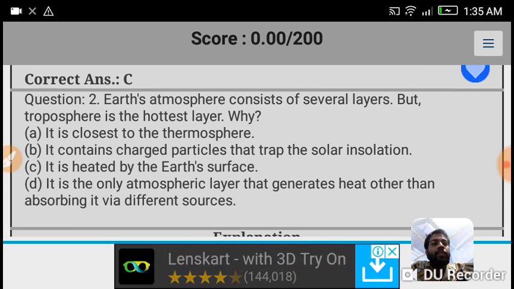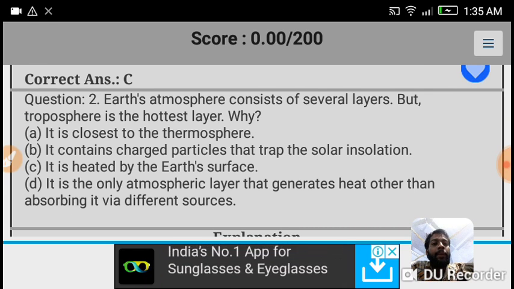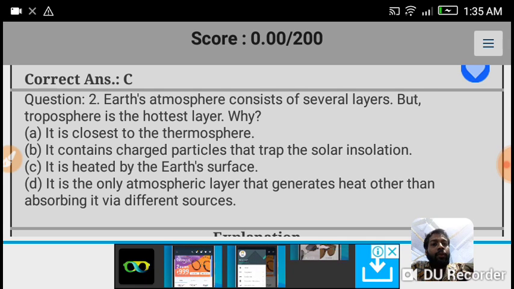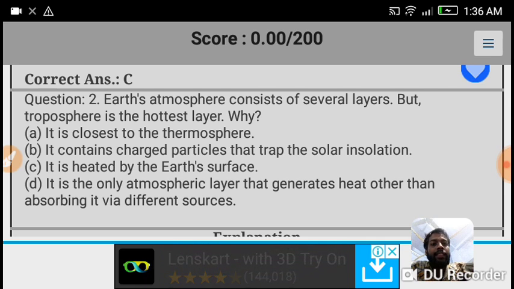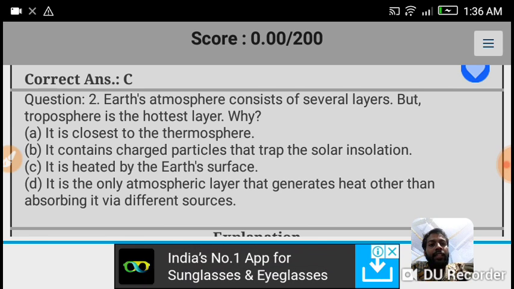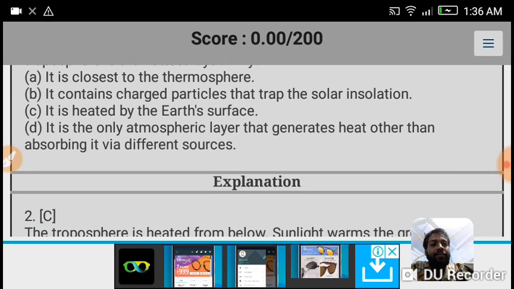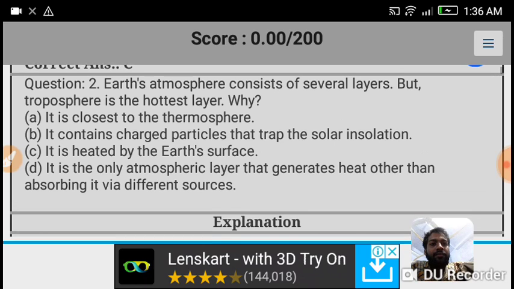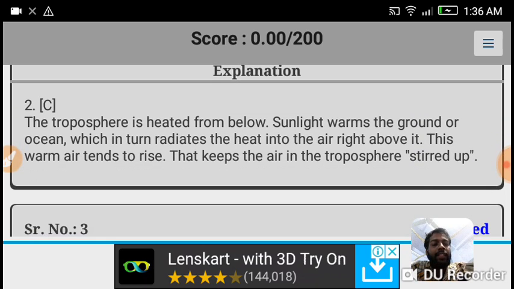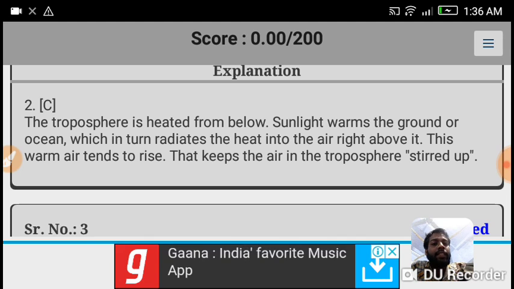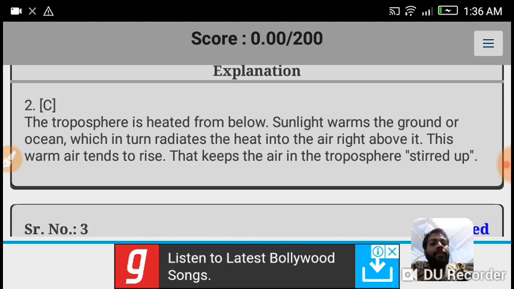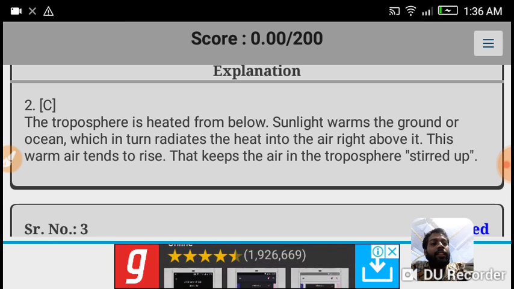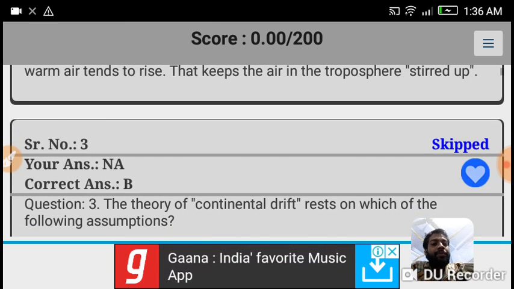Second, Earth's atmosphere consists of several layers, but the troposphere is the hottest layer. Why? Because it is heated by the Earth's surface. So the troposphere is heated from below. Sunlight warms the ground or ocean, which radiates the heat into the air right above it. Thus warm air tends to rise, and that keeps the air in the troposphere stirred up.